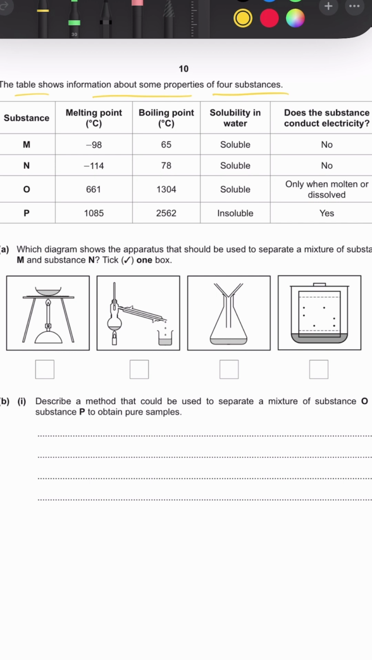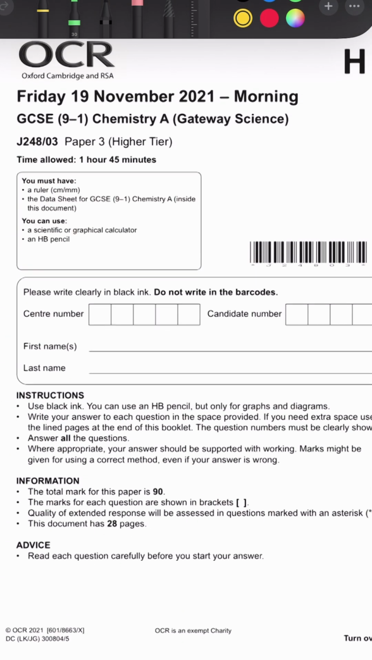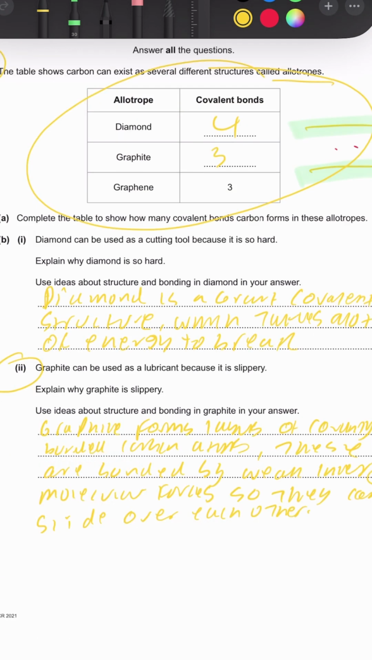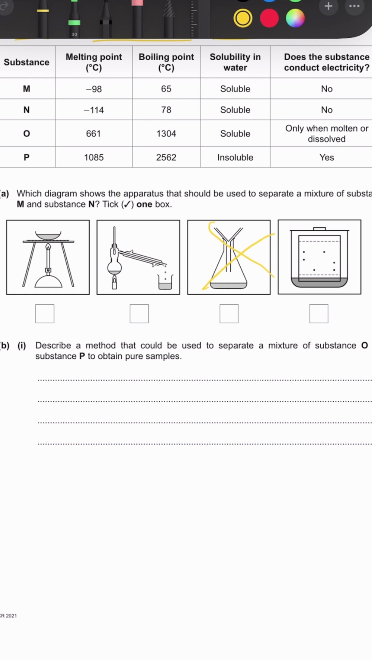So, what does this tell us? For the first one, which diagram shows a process that could be used to separate a mixture of substances M and N? We know that M is soluble in water. We know that N is soluble in water, right? So we cannot use filtration, because filtration can only be used for things which are insoluble. They would be filtered out by the paper, or the liquid goes down.